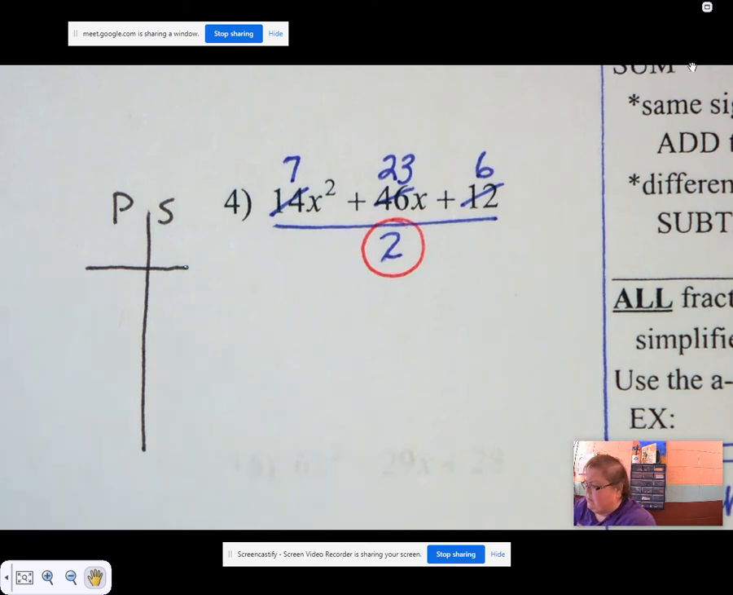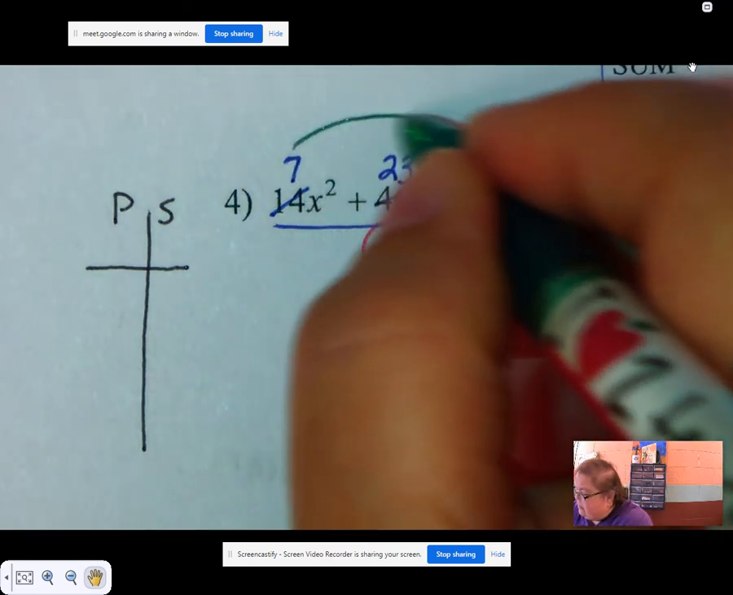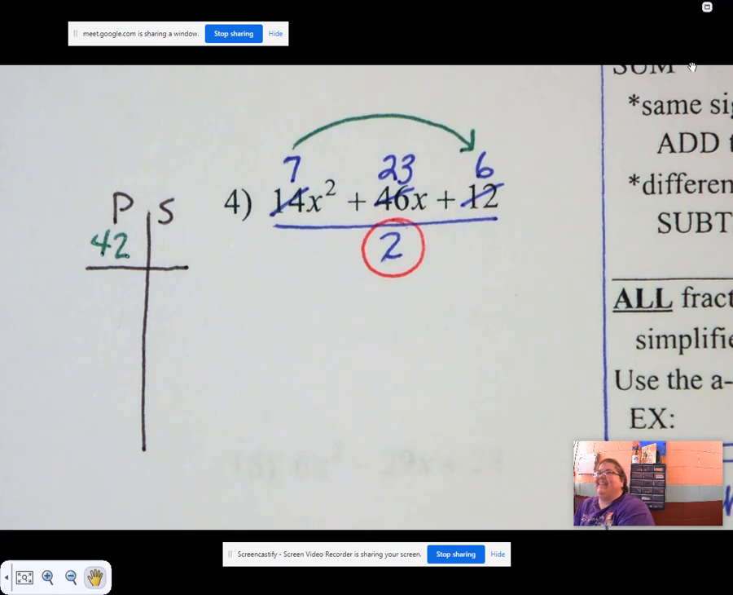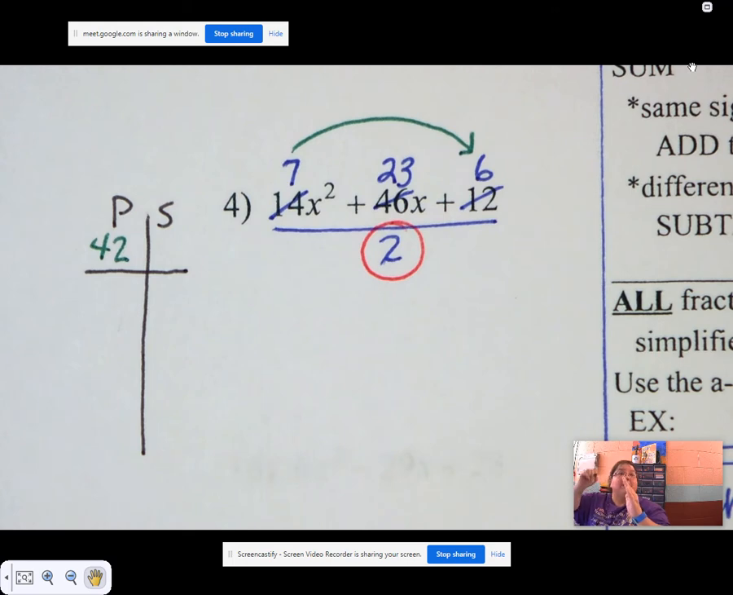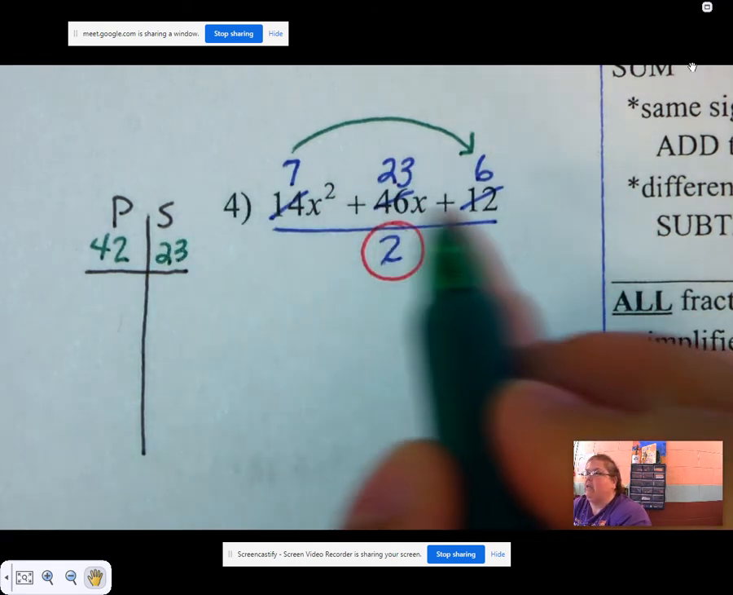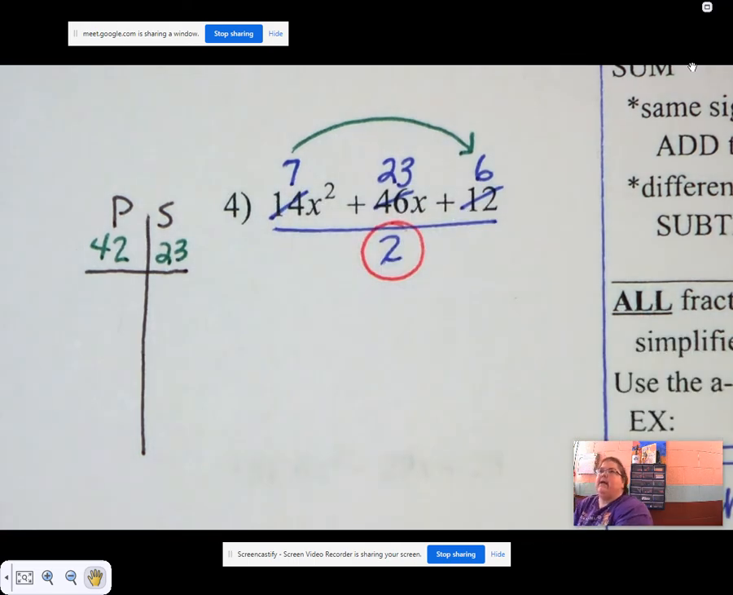What is my product? So 42. Thank you for trying. I like it. Okay? Notice how it is still A times C, but it's my new A and C, right? So what is my sum? 23. Thank you. Still the B, but once I take out a GCF, these are the numbers I'm working from. Part of that is so that the numbers are smaller, right? You want to do that for sure.